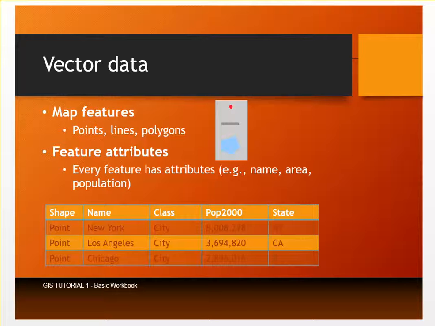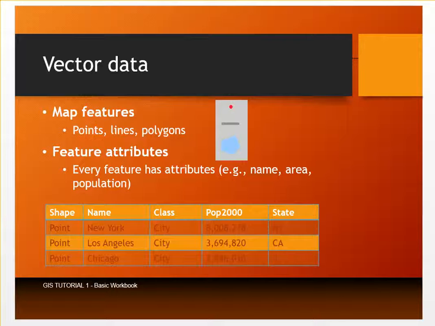So there are two main families of GIS data, of spatial data. Vector data, whose features are what we understand as objects in real life. Points, lines, and polygons are the three major geometries that are used in vector data. Each one of those features also can have a number of attributes.